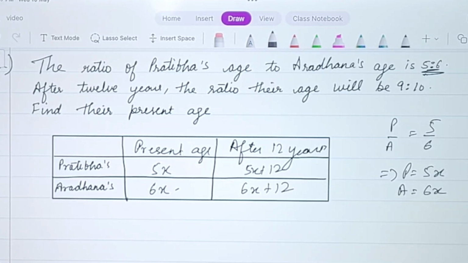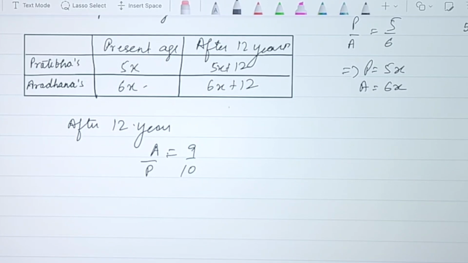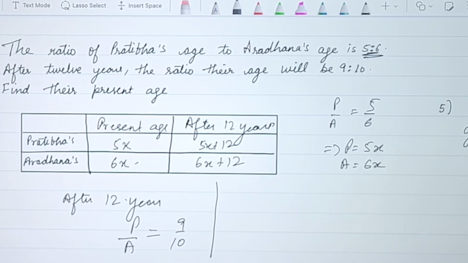Now what is the relationship? After 12 years, Pratibha and Aradhana are in the ratio of 9:10. Sorry, the question says the ratio of Pratibha to Aradhana is 9:10. So Pratibha to Aradhana is 9:10. So we get 5x plus 12 upon 6x plus 12 is equal to 9/10. Solve this.